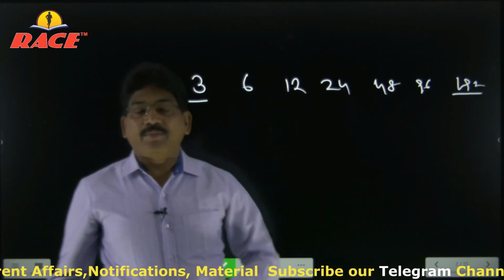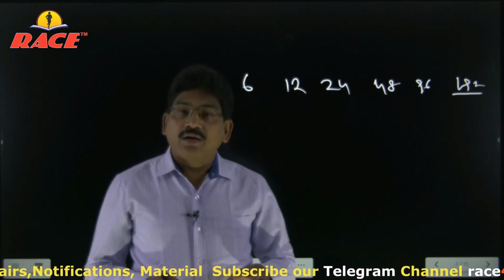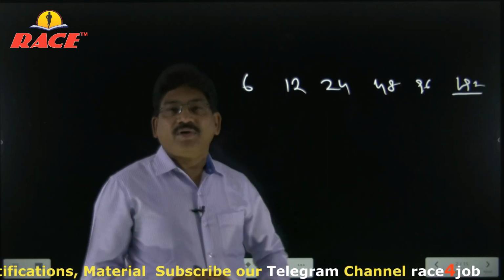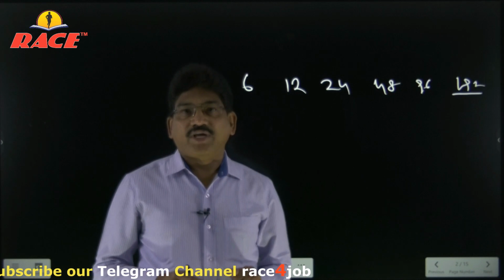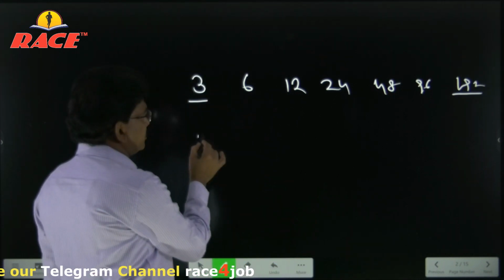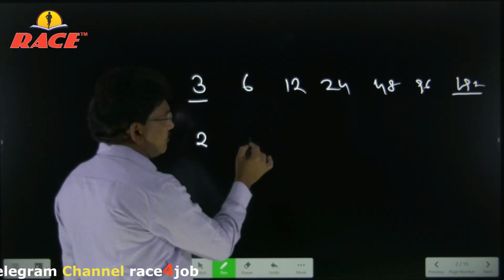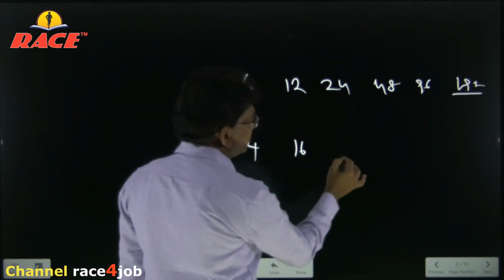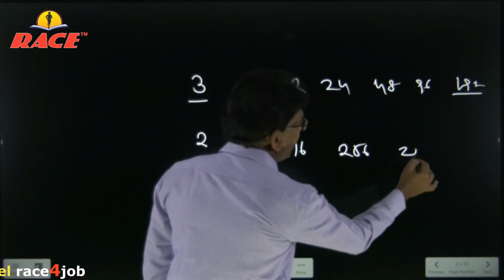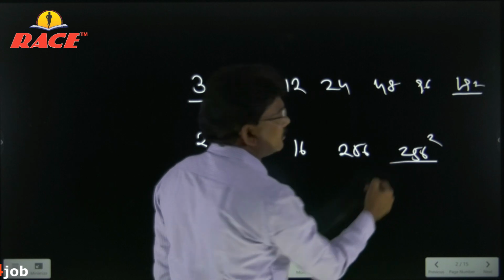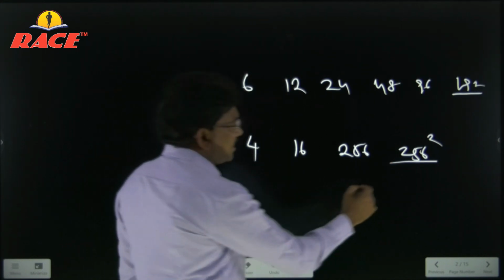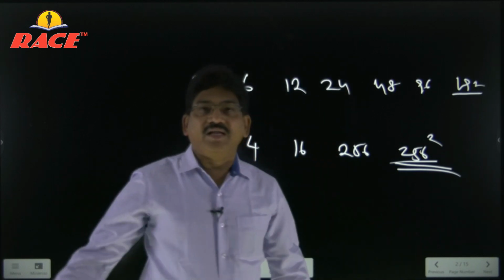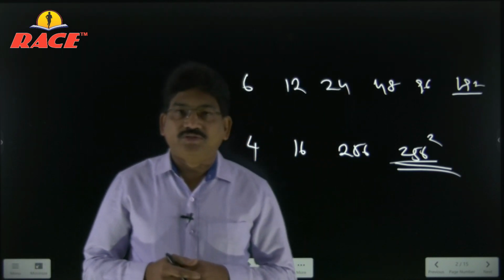If the series starts with a smaller number and ends with a huge, very big number, then the relation may be squares or cubes. See what happens, for example 2. Next is 2 square, 4. 4 square, 16. 16 square, 256. 256 square, a huge number. So it starts with a smaller number like 2 and ends with a bigger number; the relation may be squares or cubes.